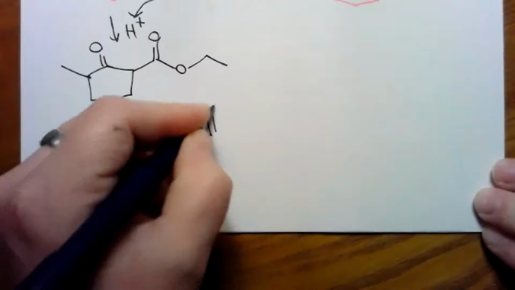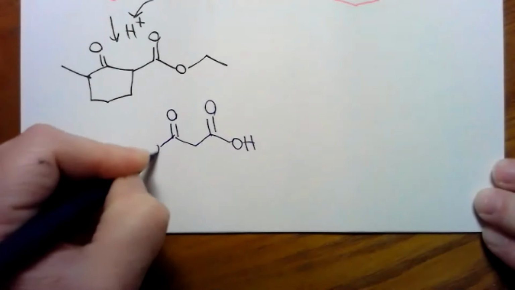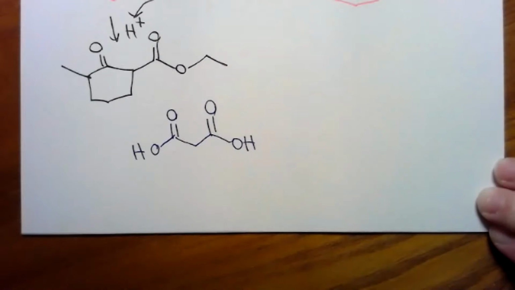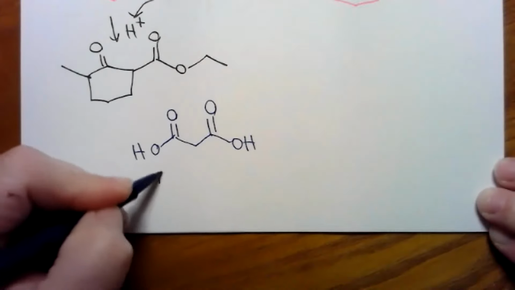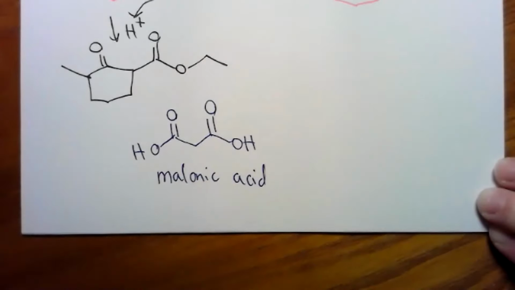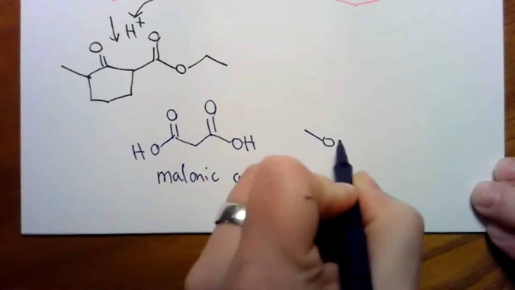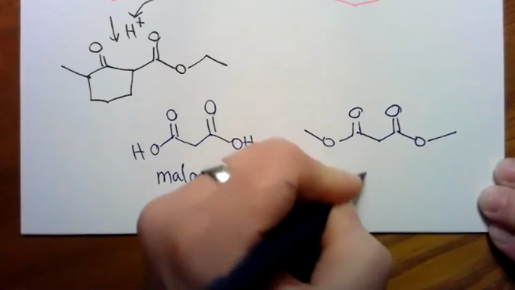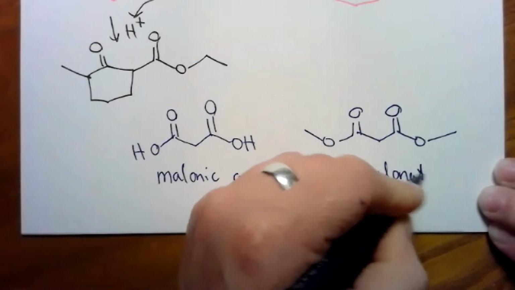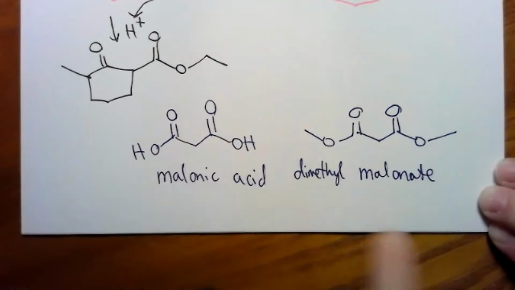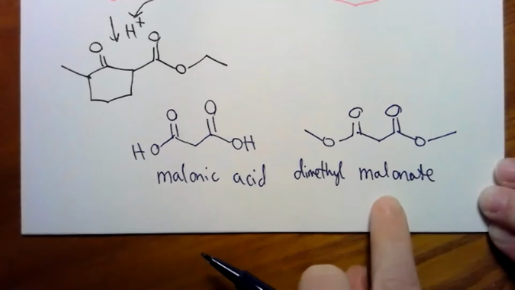So I want to say one thing to you before we move back to the PowerPoint slides. This is an acid that you had to learn the name of long ago when we learned naming carboxylic acids. This is malonic acid. If you turn this into an ester, naming esters, it's a malonate. It's a dimethyl malonate here. Malonic acid, dimethylmalonate.